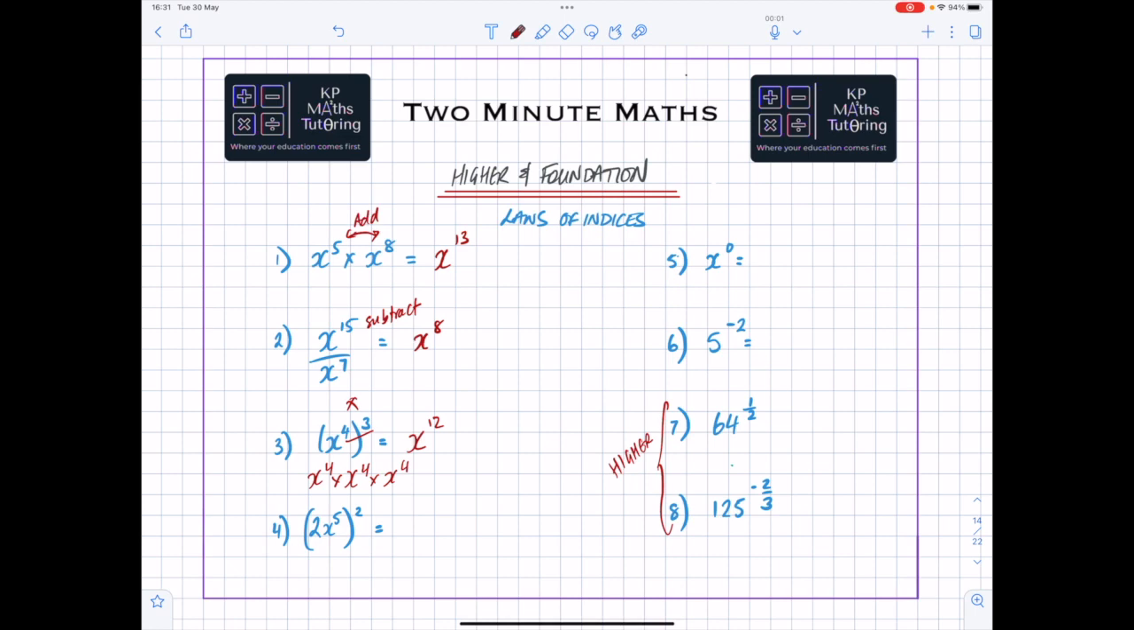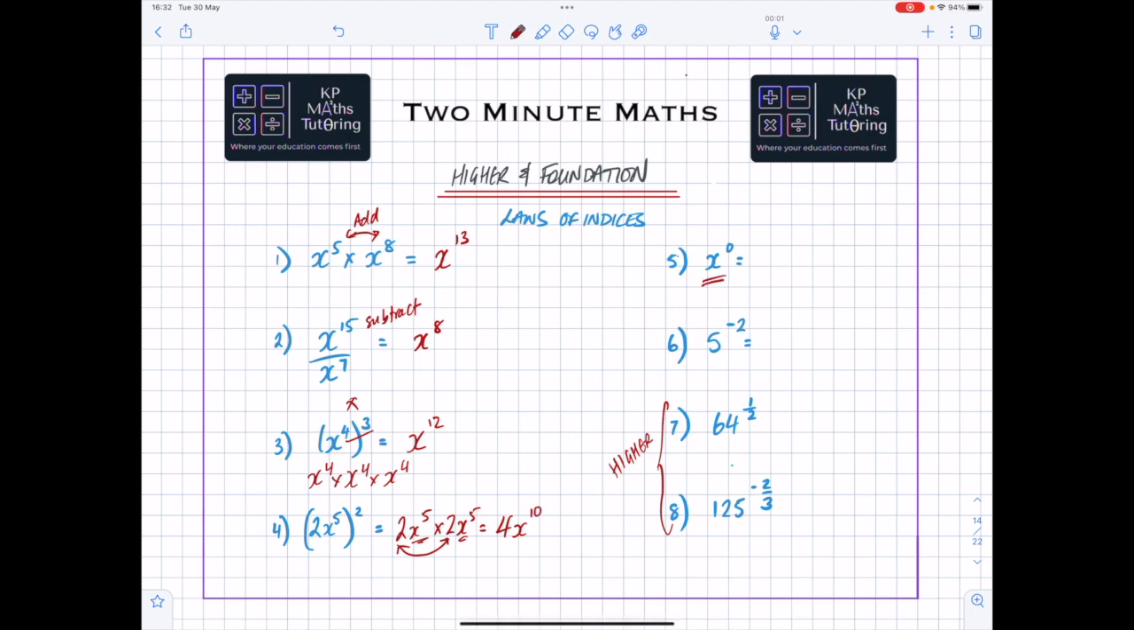Now, specific example here, just be careful because actually what this now means is you're saying 2x to the power of 5 times 2x to the power of 5. So you actually end up multiplying those two together to get 4. And then x to the power of 5 times x to the power of 5 becomes x to the power of 10. So your answer is 4x to the power of 10.